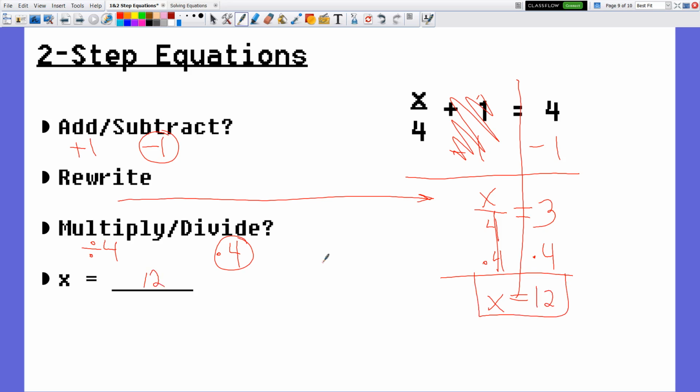12. Let's put the answer back into the problem, see if it checks out. 12 divided by 4, since division comes before addition, 12 divided by 4 is 3 plus 1 is 4. 3 plus 1, 4 equals 4. Man, I'm on a roll tonight. All right.